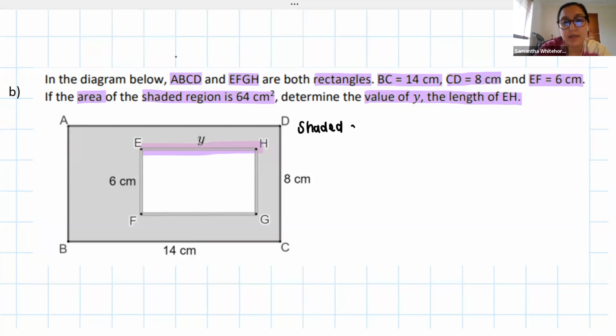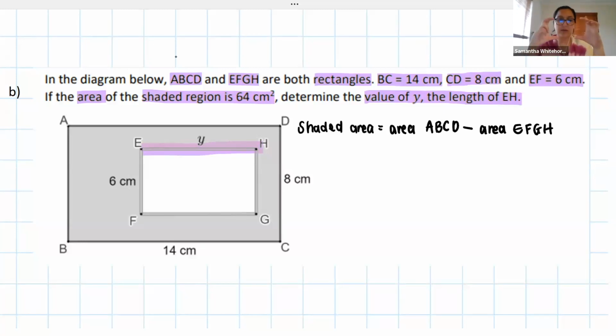So in this case, in order for us to find our shaded area, we would have to take the area of rectangle ABCD, so the big rectangle, and subtract the area of the smaller rectangle EFGH. So if we had the big rectangle and we took out the smaller one, we'd be left with the shaded area. And now that I understand that concept, again, I can go and solve for what I need. We know that the shaded area is 64 centimeters squared.